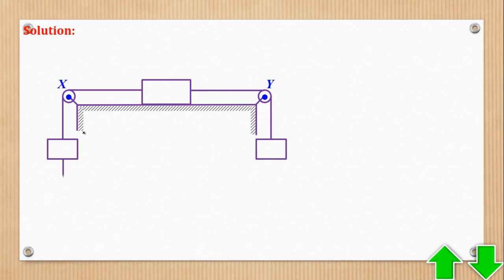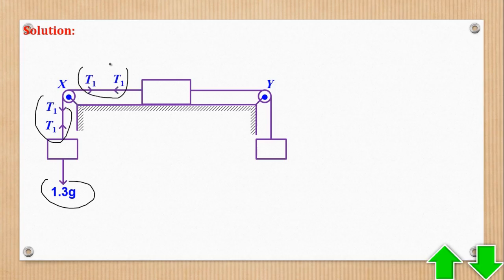Then we shall now show the forces. Here it was 1.3 kilograms, so the weight is 1.3 G. Here the arrows must face each other. Then the same applies to this, they must face each other. Then here the weight will be 12 G, and because of the weight there will be a normal reaction, R.